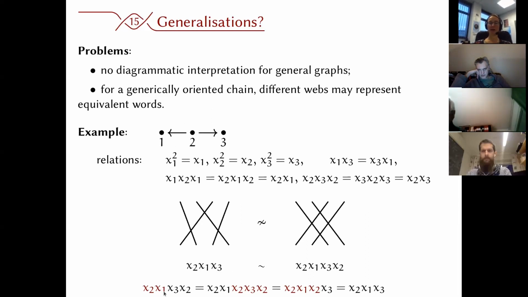And here I wrote how to go from the left word to the right word. And in red, I show the place where I apply a relation. So here for x2, x1, I have this Kiselman type relation. It becomes x2, x1, x2. Then for x2, x3, x2, I need another Kiselman type relation to write it as x2, x3. And then x2, x1, x3, I write it as x2, x1. So it's a proof that the two words are equivalent, but clearly the webs are not.